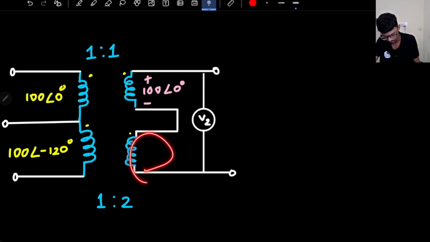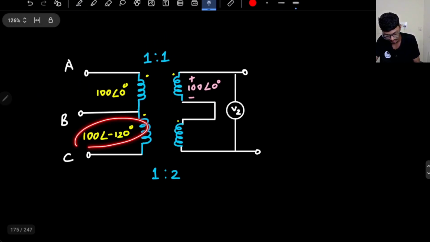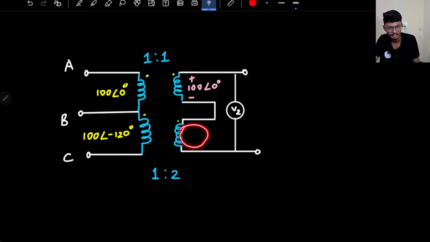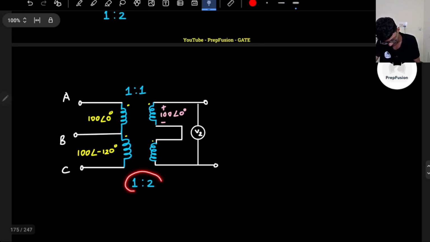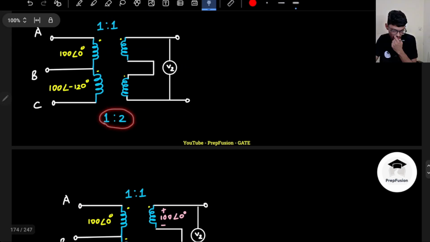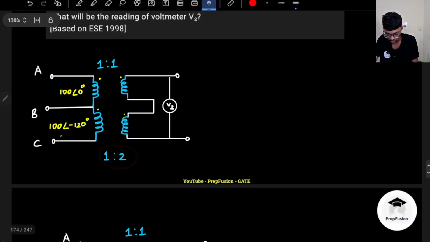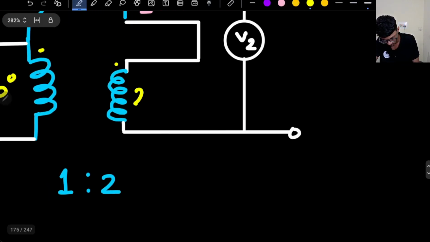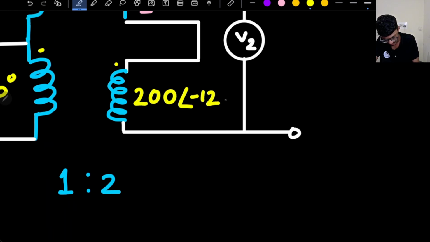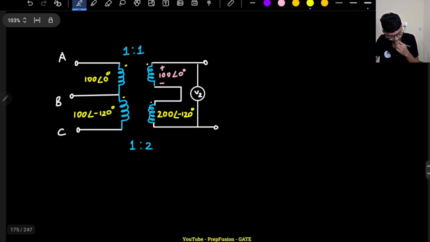What is the value here? This is 100 angle minus 120. Here also the value will be 100 angle minus 120 only. Okay, sorry, the turns ratio is given here, right? 1:2. Sorry, I missed the turns ratio. For the below transformer, the turns ratio is 1:2. So if it is here 100 angle minus 120, here it will be 200 angle minus 120. Now what you have to do, this is plus, this is minus, just simply add the voltages.